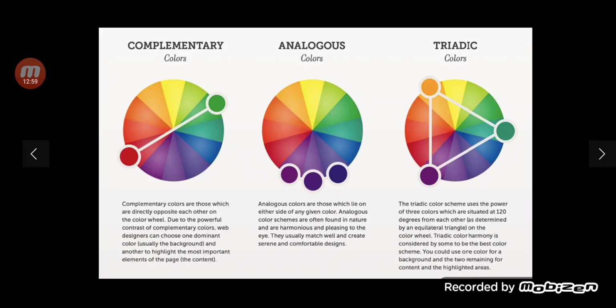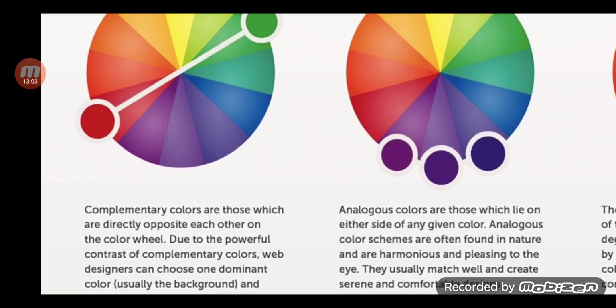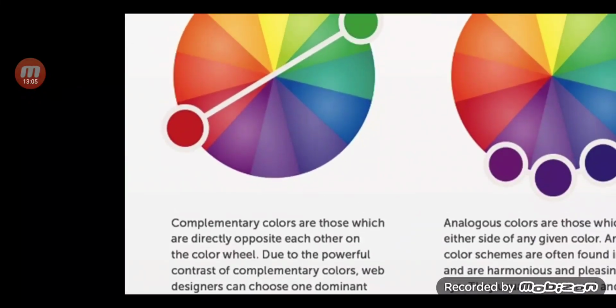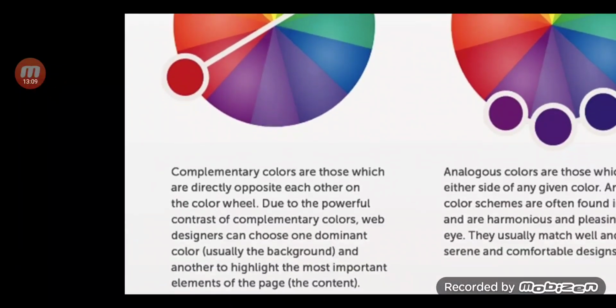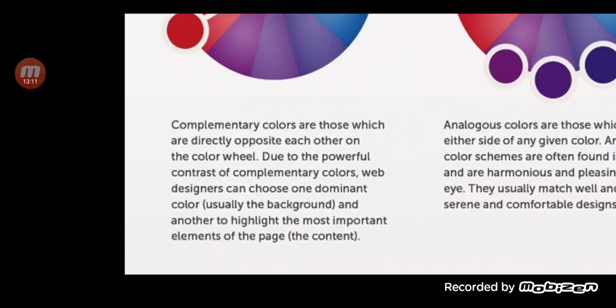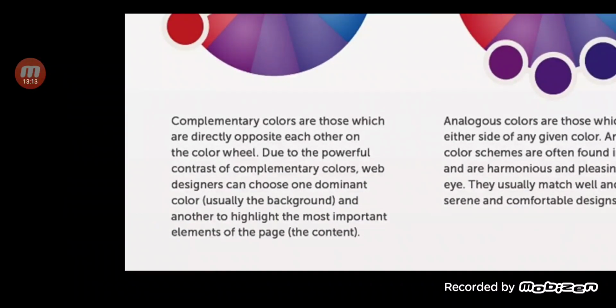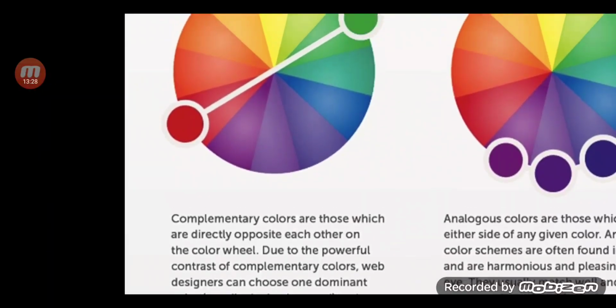Complementary colors, analogous colors, triadic colors. Complementary colors are those which are directly opposite of each other on the color wheel. Due to the powerful contrast of complementary colors, web designers can choose one dominant color, usually the background, and another to highlight the most important elements of the page, the content.